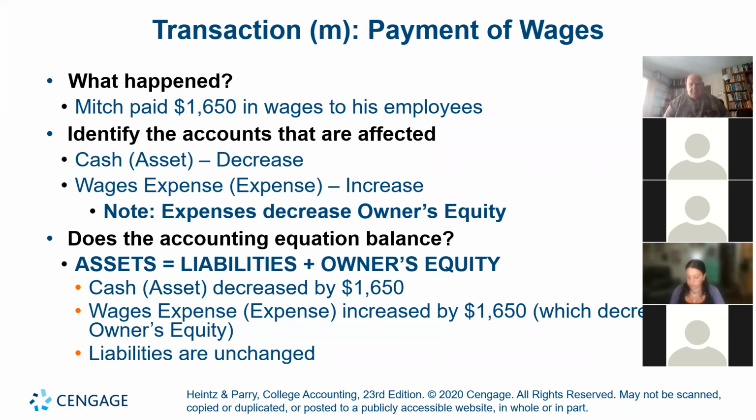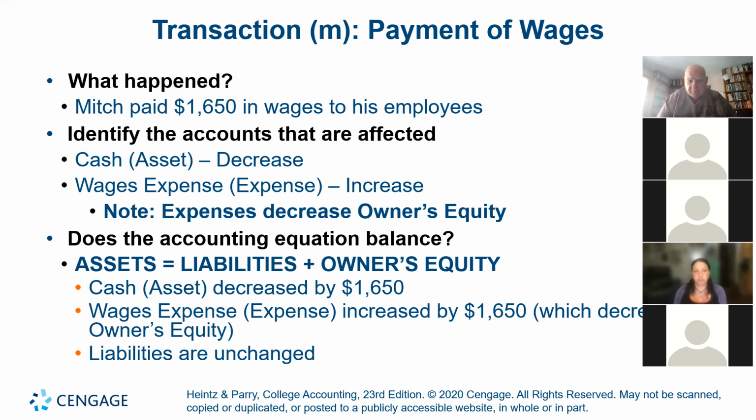Aha, here's a big expense. Mitchell has to pay the people delivering the pizzas. And guess what? Salaries and wages is an expense. So the expense is going to go up. Cash is going to go down. Expense goes up. That means that your equity goes down. Expenses automatically reduce your owner's equity.